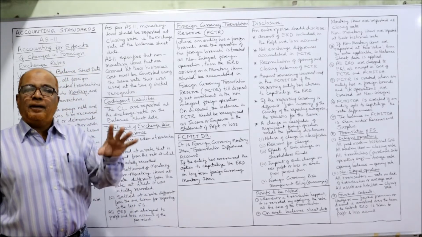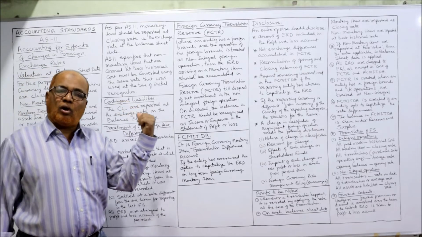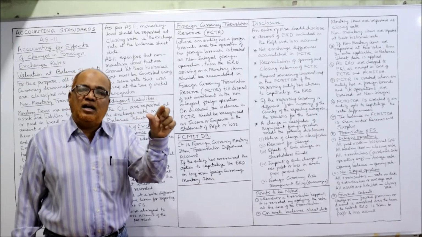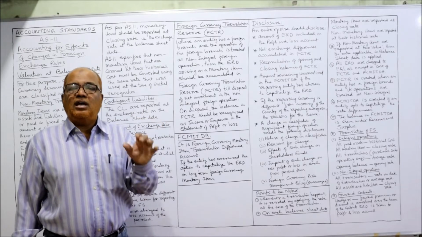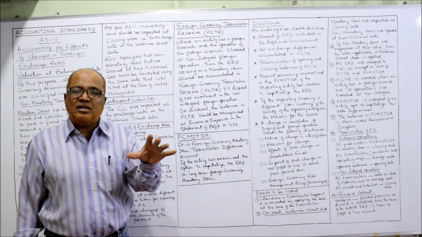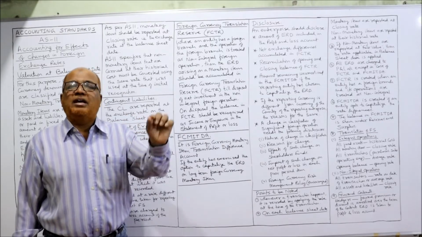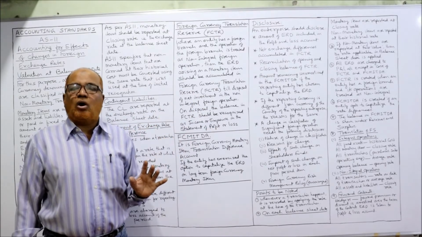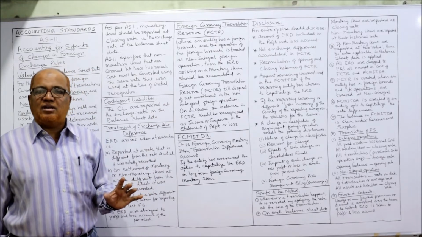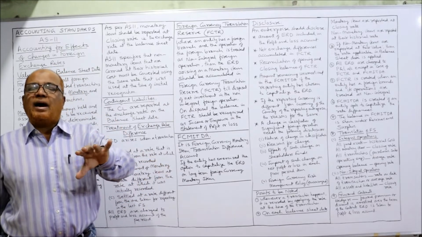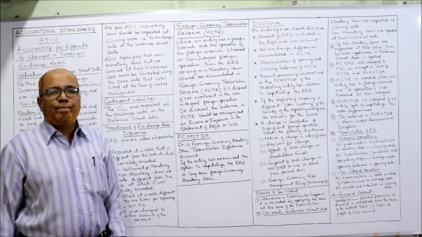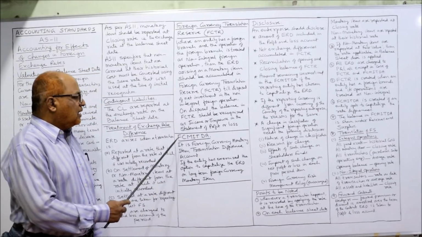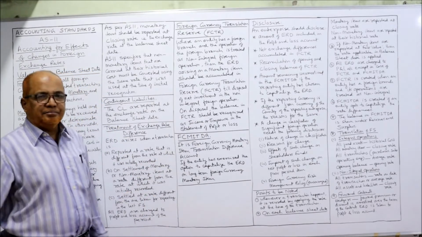So remember, if a firm is having foreign operations and those foreign operations are non-integral foreign operations, then whatever ERD, exchange rate difference, arises will be kept in this reserve. The net investment in these operations will be kept in FCTR. On disposal, the balance will be transferred to profit and loss statement. That is FCTR.